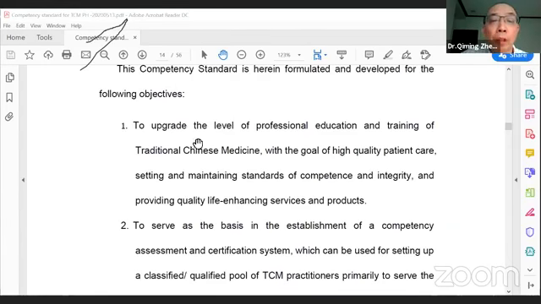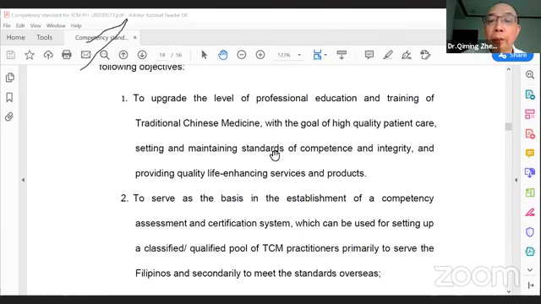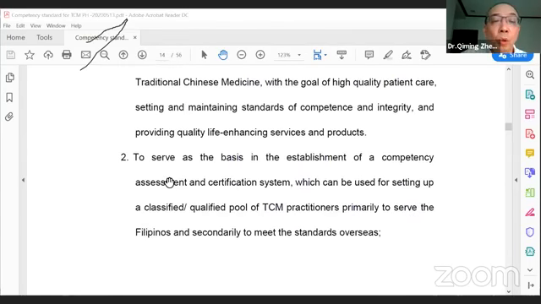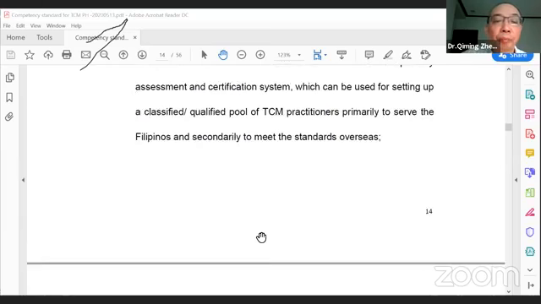This competency standard is herein formulated and developed for the following objectives: to upgrade the level of professional education and training of traditional Chinese medicine, with the goal of high quality patient care, setting and maintaining standards of competence and integrity, and providing quality life-enhancing services and products; to serve as the basis in the establishment of a competency assessment and certification system, which can be used for setting up a classified, qualified pool of TCM practitioners, primarily to serve Filipinos and secondarily to meet the standards overseas.